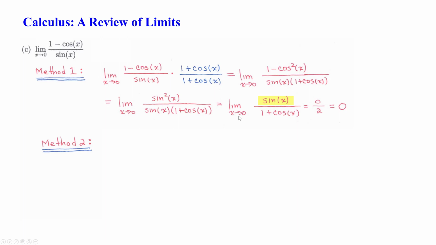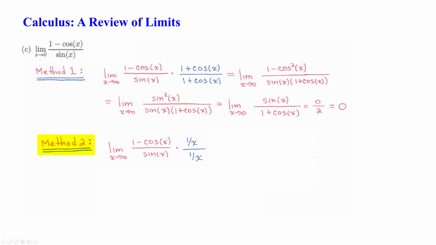And now, can we evaluate this trigonometric function by plugging in? The answer is yes, because 1 plus cosine of 0 is 2. Sine of 0 is still 0. So we have 0 over 2, which is 0. So this is a problem where the 0 over 0 form, the answer came out to be 0.